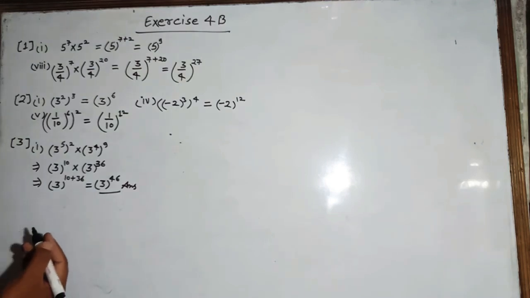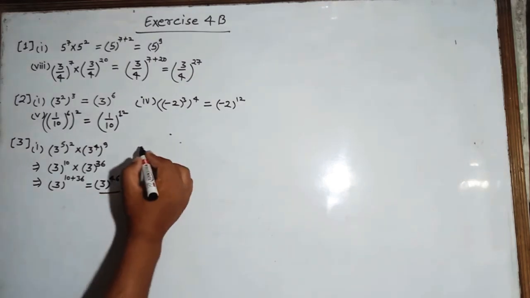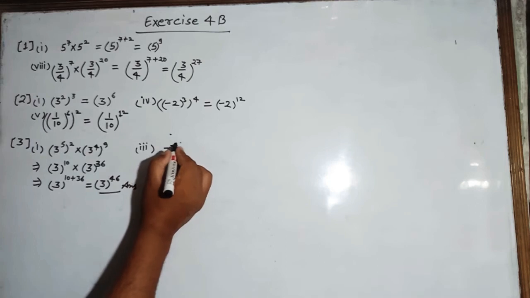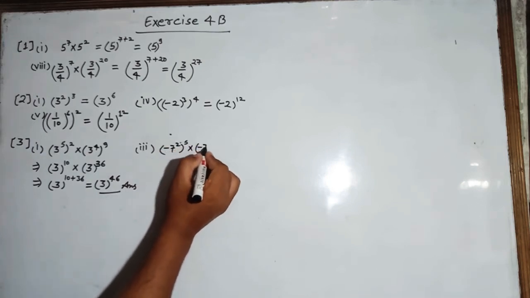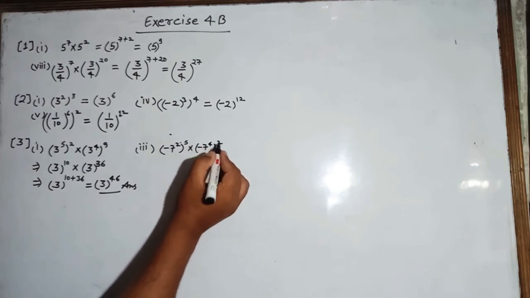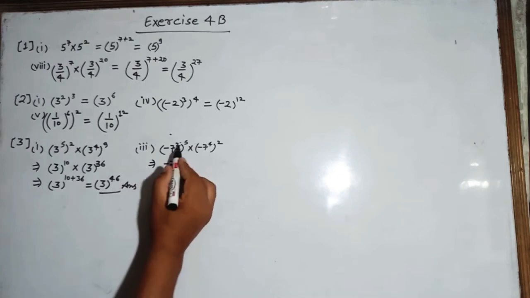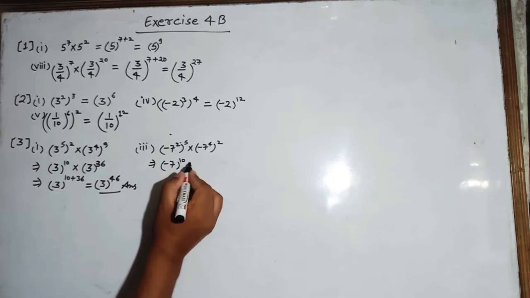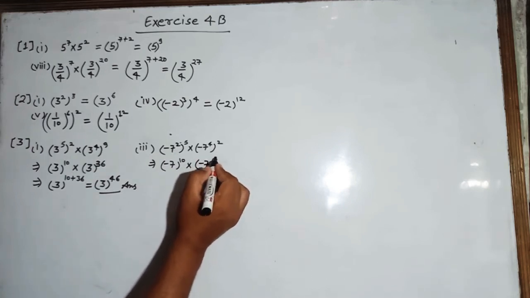Now come to question number 4. Or one more part we can do here, the third part, that is (minus 7 to the power 2) to the power 5 into (minus 7 to the power 4) to the power 2. So it will be equal to minus 7, same base, and the powers we will multiply: 5 times 2 is 10, into minus 7 and the power will multiply: 4 times 2 is 8.